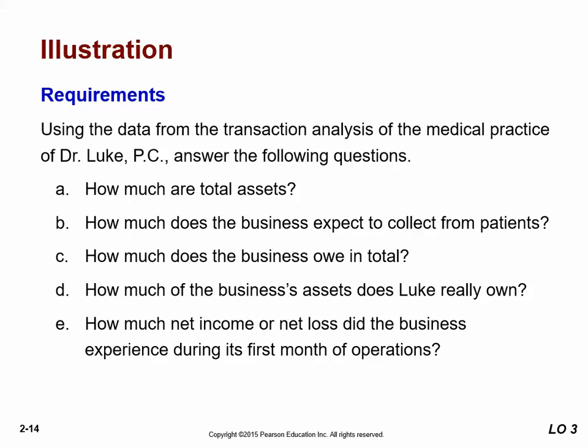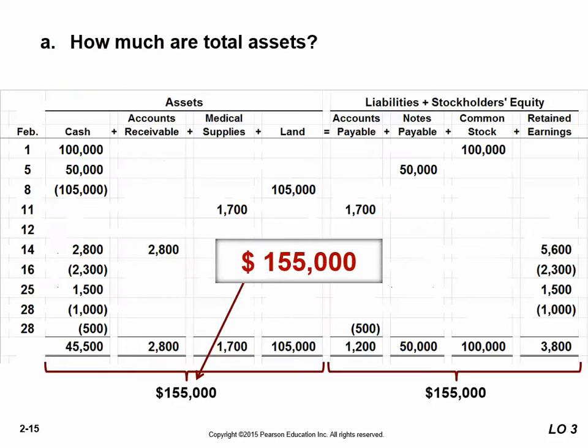Now let's answer some questions. The questions will be at the top of the screen. Question A, how much are total assets? Add up the four asset columns and you get $155,000.